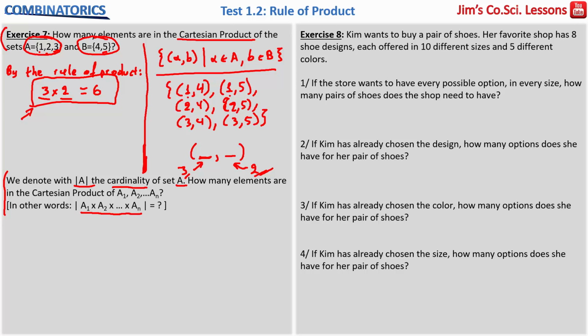As we've seen, now it's very easy to generalize our result from the previous exercise. I'm going to apply the rule of product. And I have that the elements in this Cartesian product will be the cardinality of A1 followed by the cardinality of A2, and I apply the rule of product between them, and this is my final solution, times the cardinality of the set A index 10.